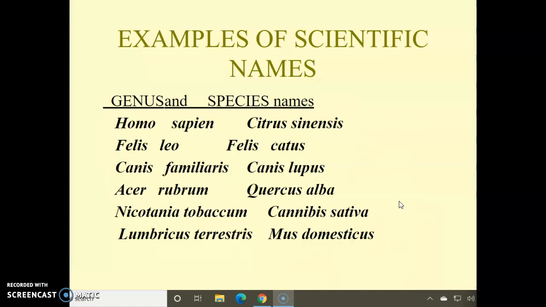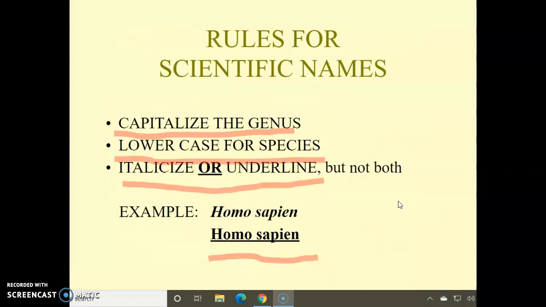Now, how do we write these correctly? You may notice these. So here are the rules. You capitalize the genus. You use lowercase for the species. You italicize or underline, but you can't do both. So if you're handwriting, you underline it. Or if you're using an old-fashioned typewriter like I had to in school, you underline it. If you're using your computer, you can actually use the italics if you're writing it out. But we underline it if we're writing it in handwriting.